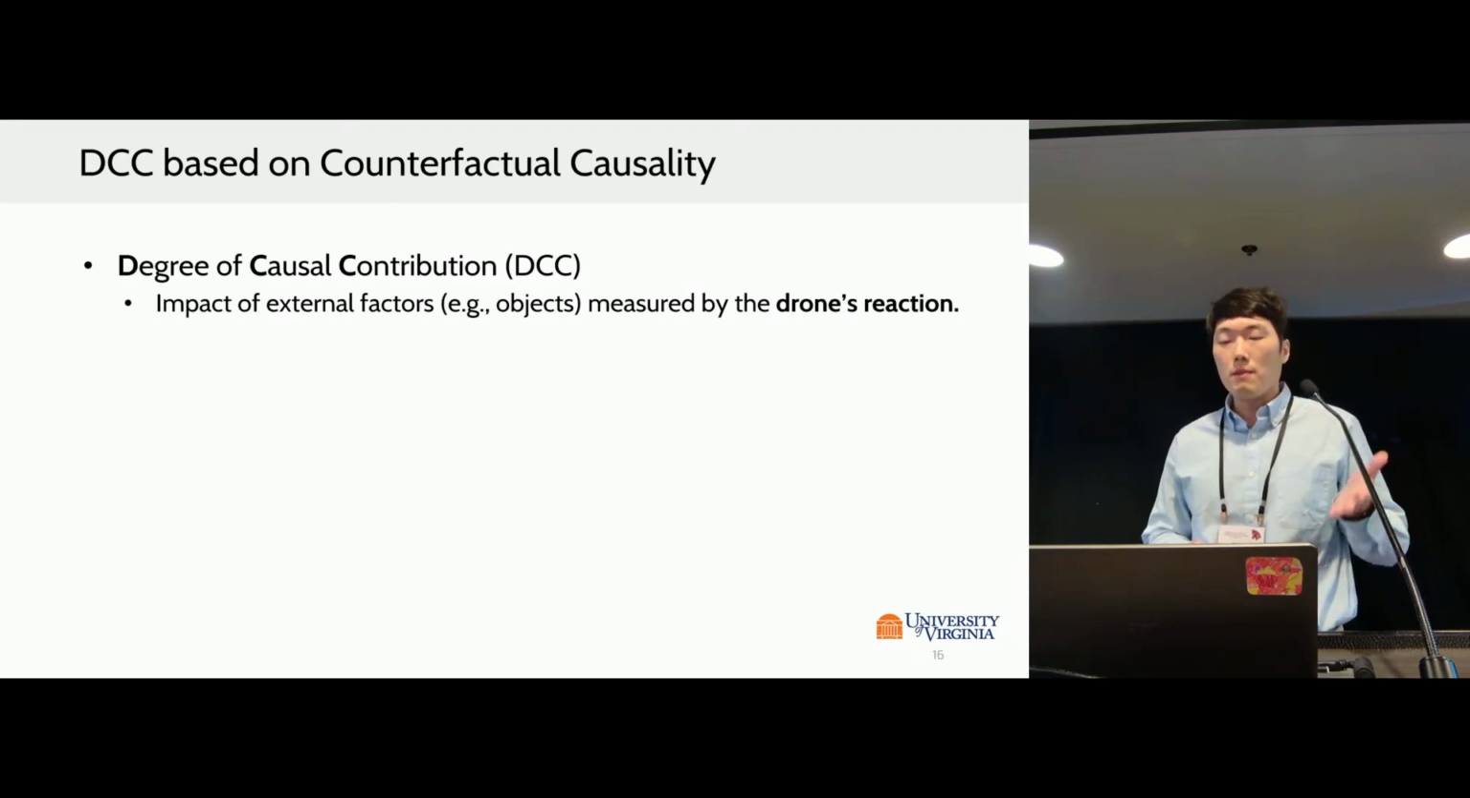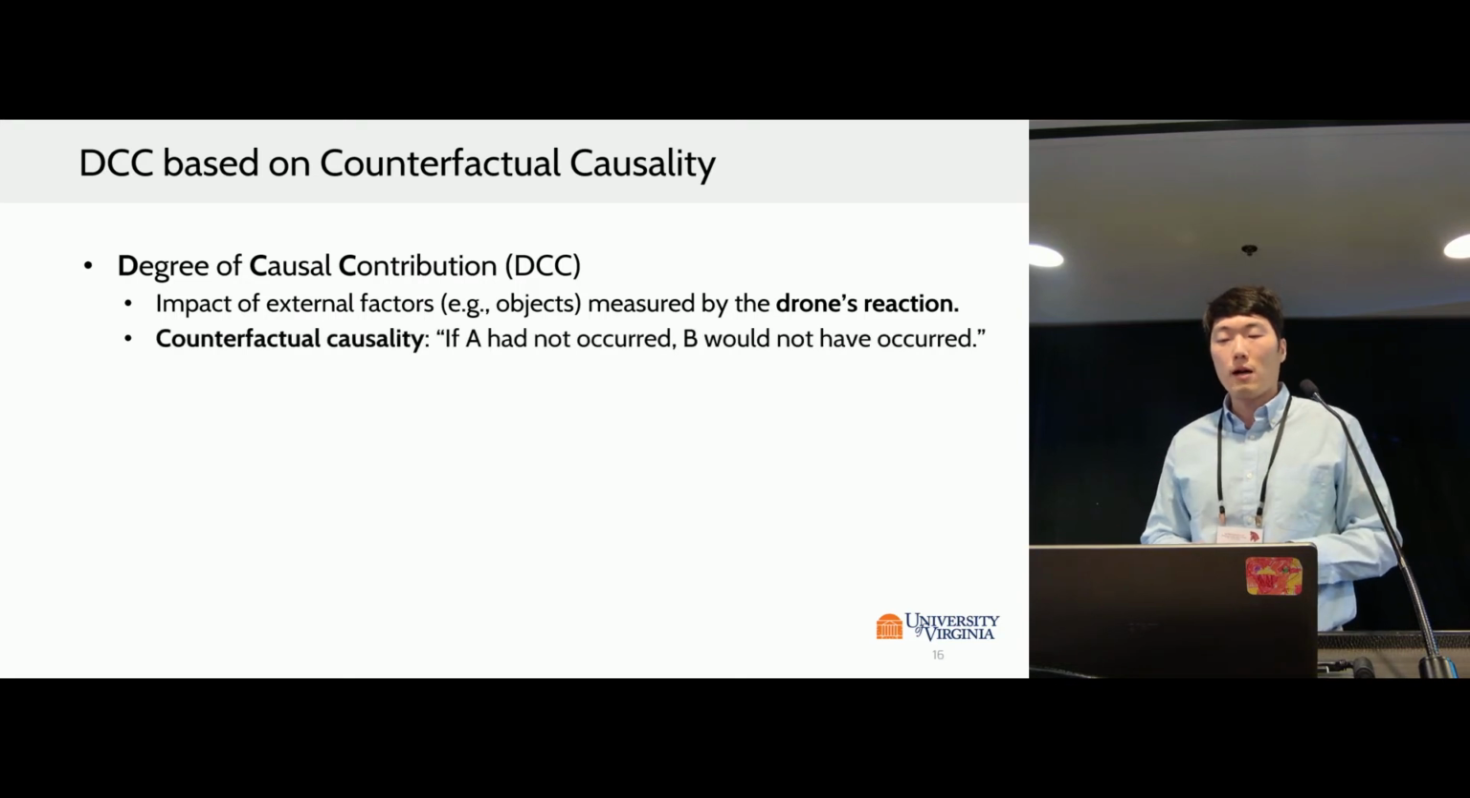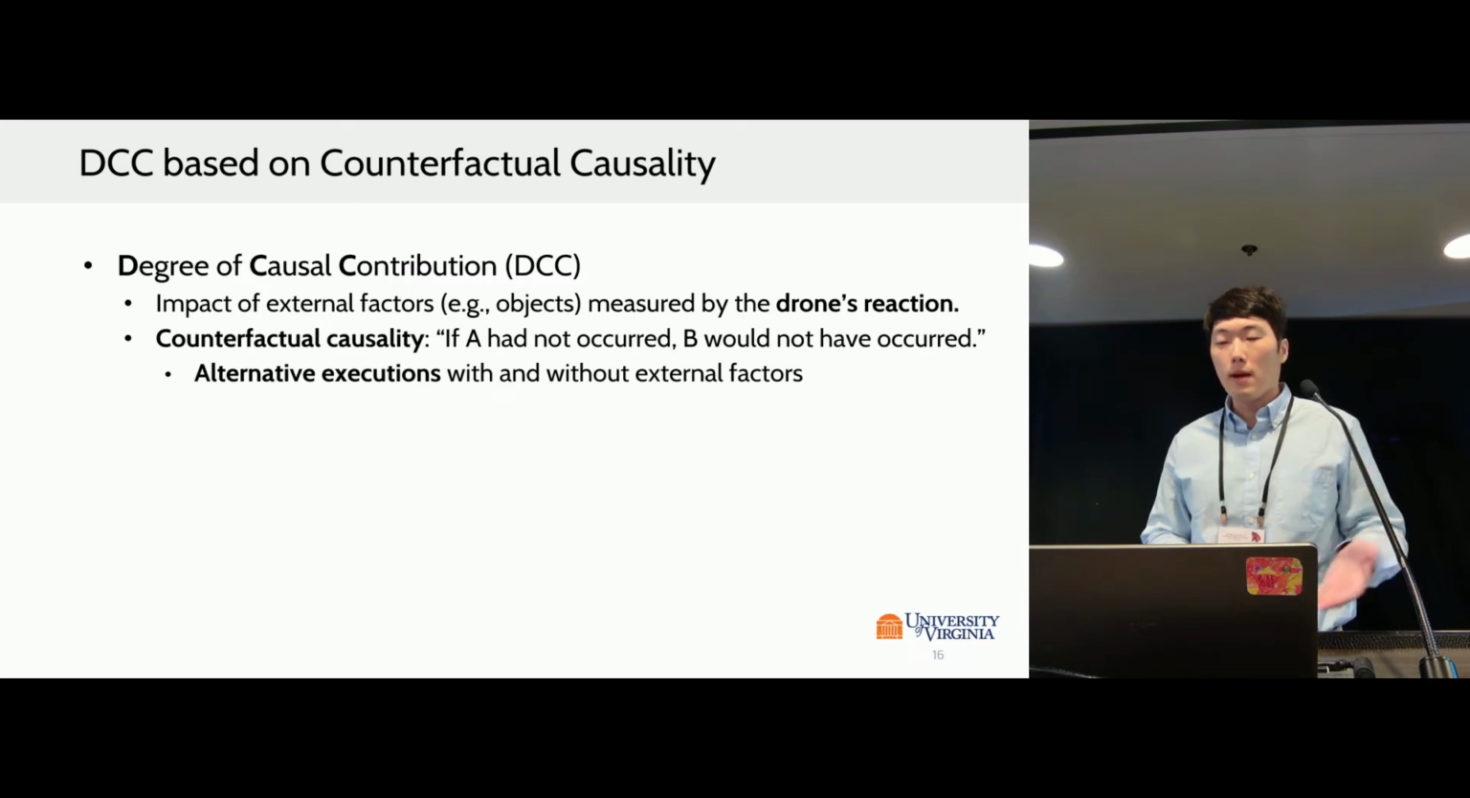We focus on the impact of external factors such as obstacles or attack drones on the victim drone, where the impact can be intuitively measured by the drone's reaction to them. We do this by counterfactual causality, which basically captures the impact on B if A had not occurred. And this causal dependence in swarms we capture through alternative executions with and without external factors.